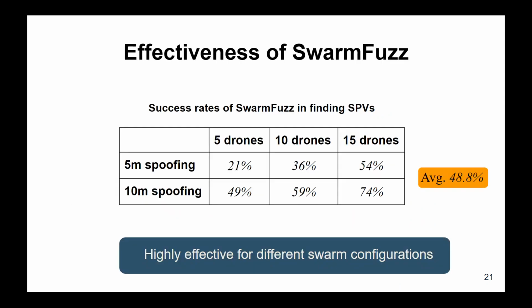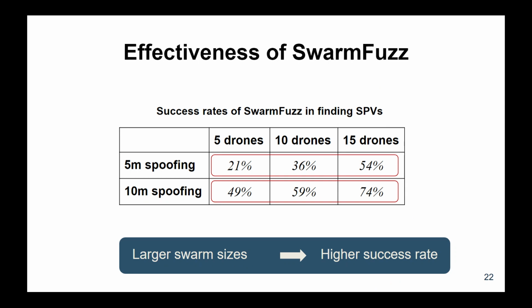Here come the core questions. How effective is our SwarmFuzz? And what kind of swarm mission is more vulnerable to SPVs? Here we show the success rate of SwarmFuzz in finding SPVs across different drone swarm configurations. We observe that the success rates of SwarmFuzz vary from 21% to 74% across different configurations, with an average of 50%. This shows that SwarmFuzz is highly effective in finding SPVs for different swarm configurations.